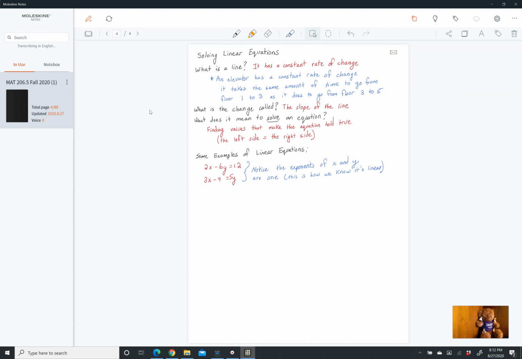And what we're doing when we're finding values of x and y that make this equation hold true, we're saying if we plugged in x equals 3 and y equals 5, does 3x minus 4 equal 5y? And if it does, then the equation holds true. If 3x minus 4 does not equal 5y, then the equation does not hold true with those values. Now don't worry about that too much. We're going to be talking about that much more when we graph.